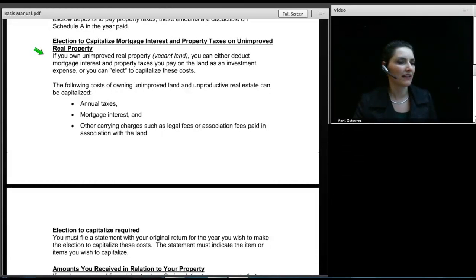So they don't want you making an election 10 years into ownership. It's the first year you own that property, when it comes time to make a decision: am I going to deduct the real estate taxes on it, because those are deductible year to year, except under AMT. That would be a very good reason to capitalize taxes. If you are subjected to the alternative minimum tax, you are not allowed to claim a deduction for real estate taxes. So that would be an excellent reason to capitalize.